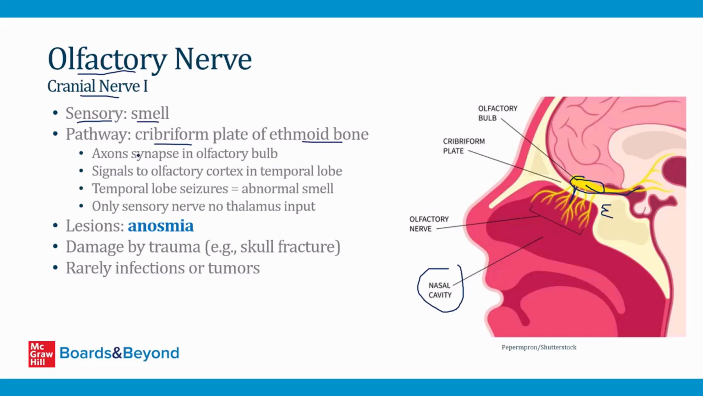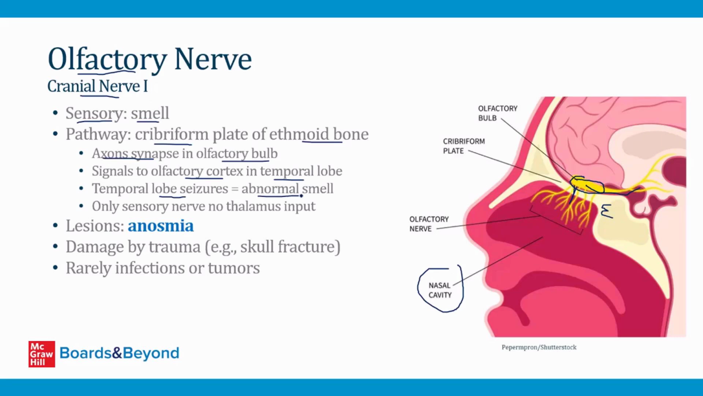And so I've summarized these points here: axons of the olfactory nerve synapse in the olfactory bulb, and that sends signals to the olfactory cortex in the temporal lobe. And it's because of the fact that the olfactory nerve sends signals to the temporal lobe that some patients who have temporal lobe seizures can develop an abnormal sense of smell as part of their seizure syndrome.